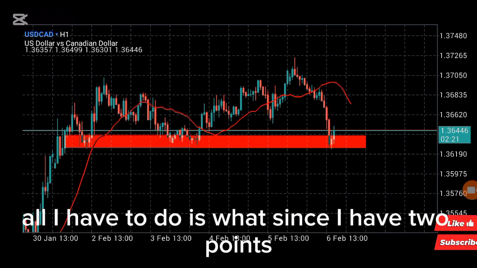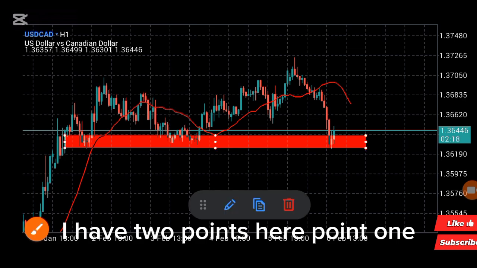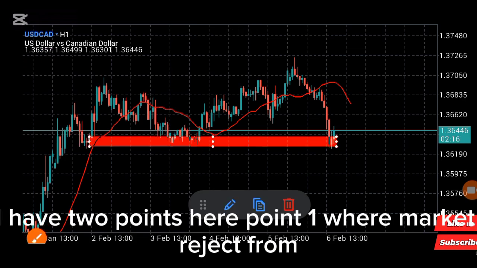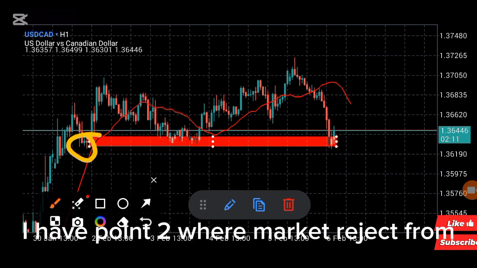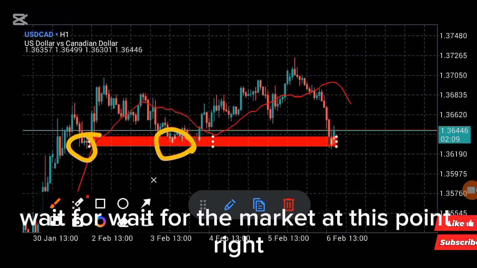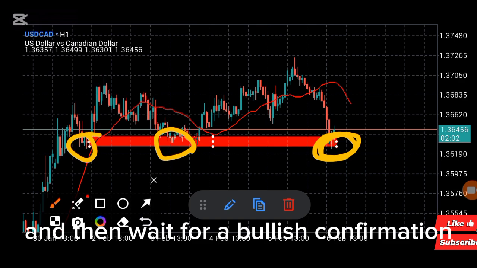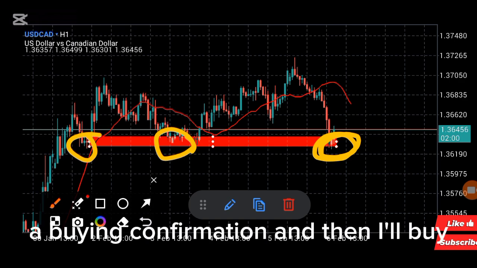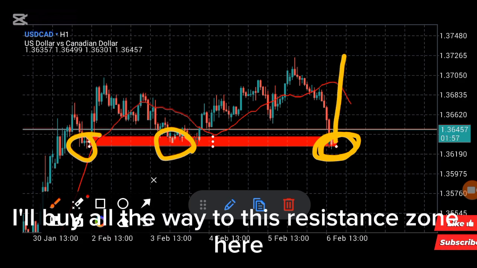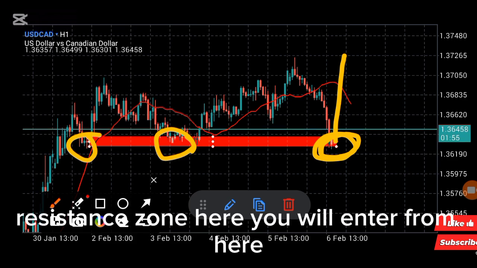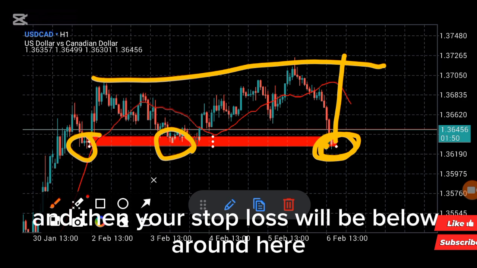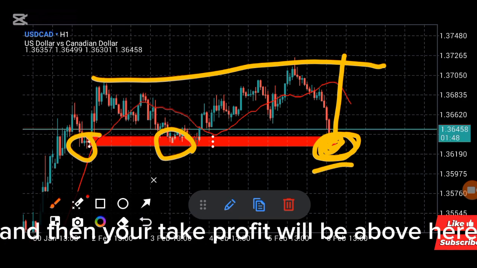All I have to do is, since I have 2 points here, point one where the market rejected from, and point two where the market rejected from, wait for the market at this point, which is point three, and then wait for a bullish confirmation, a buying confirmation, and then buy. I'll buy all the way to this resistance zone here. You will enter from here, your stop loss will be below around here, and your take profit will be above here.